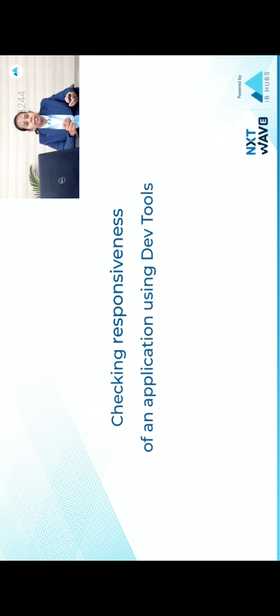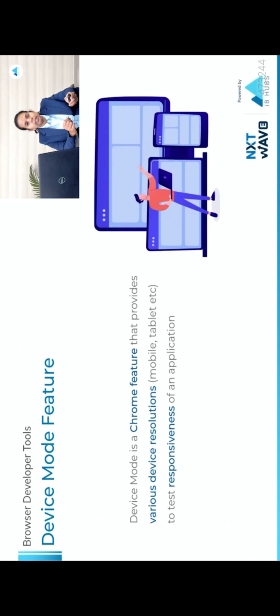So for that, you can make use of the developer tools. In the Google Chrome browser, there is a device mode feature. Using this, we can check the application for various device resolutions. For mobile, for tablet, for desktop, like this, we can check the application responsiveness for the various device resolutions. Okay, so let's see an example for this.